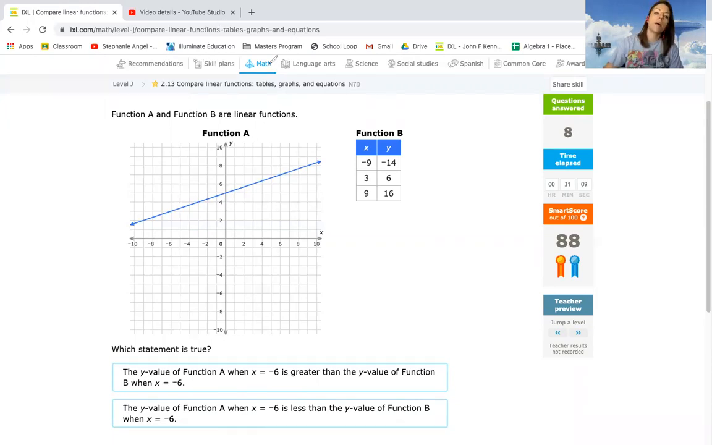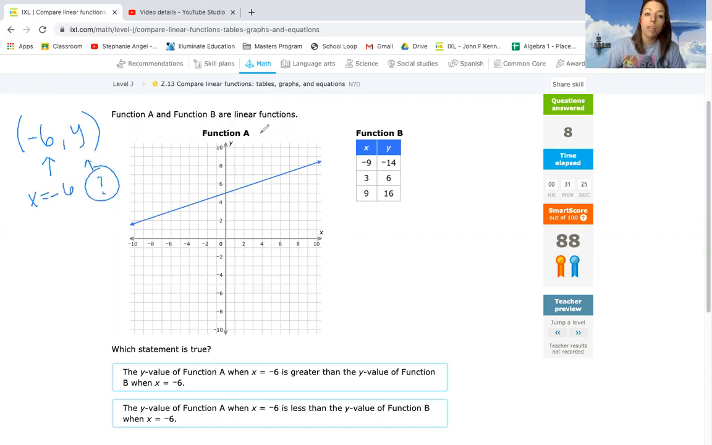Okay, so it's asking us to find the value of y when x is negative 6. So basically, we know x is negative 6. We need to find y. This is what we know. This is what we don't know.